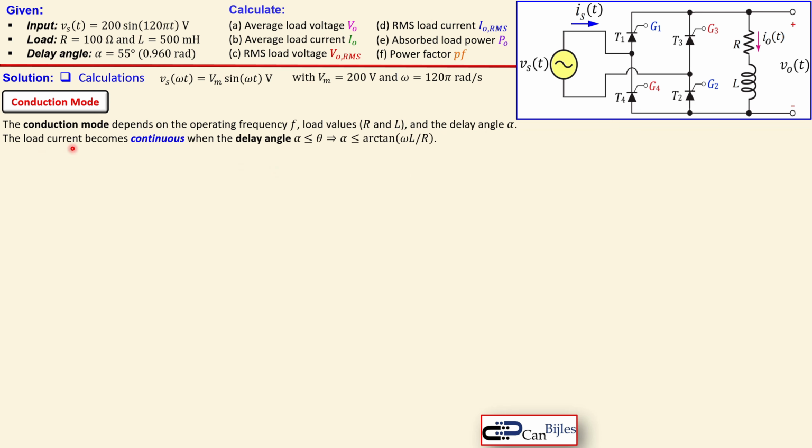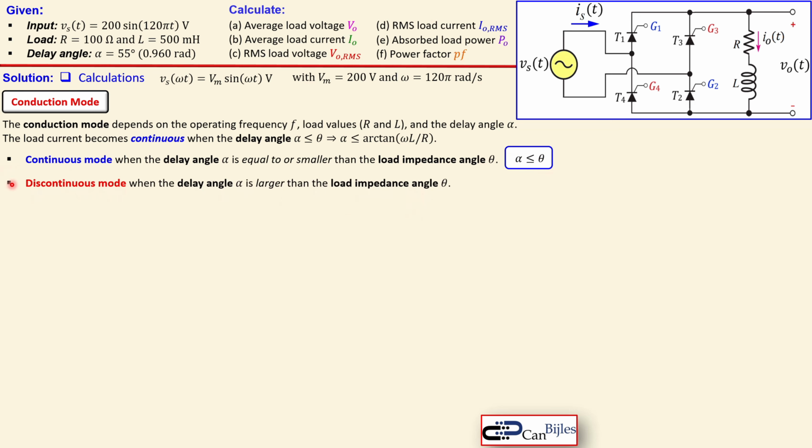So the load current is continuous if the delay angle is less than or equal to this θ, which is called the load impedance angle, and that is given by this expression. So again, the continuous mode will happen when the delay angle α is equal to or smaller than this load impedance angle θ. It can also be discontinuous, as we discussed in the previous example, when the delay angle is larger than the load impedance angle.